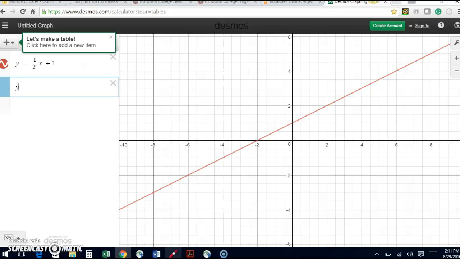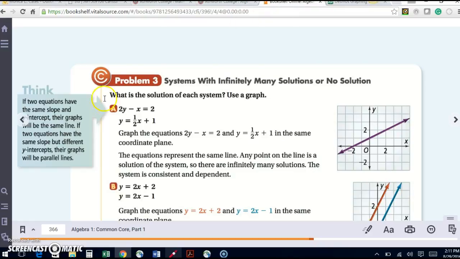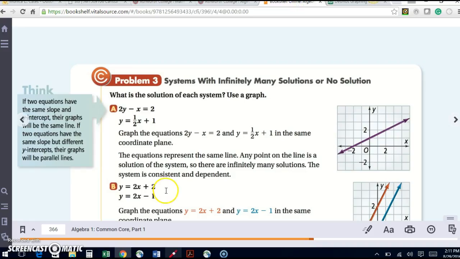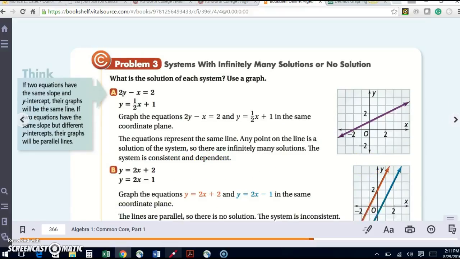Let's just, for the heck of it, graph it again. No, let's not graph it like that. Let's graph it the original 2y minus x equals 2. So 2y minus x equals 2. Exact same line, as you can see. So that means there are infinitely many solutions. So that means that this is a consistent dependent system.